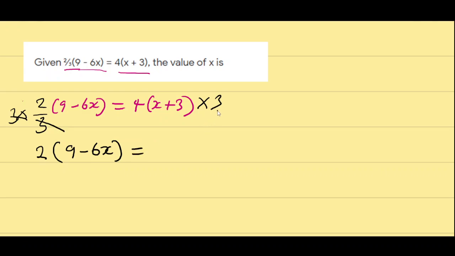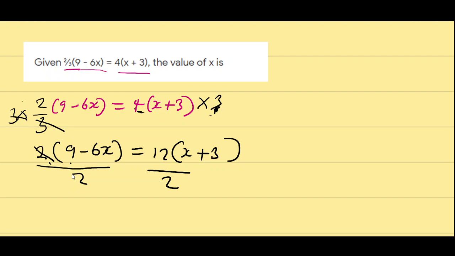Of course, we don't want to put this 3 here, you can just multiply it by 4. That would be confusing. Let's just put 3 times 4 is 12. So this is 12 times x plus 3. Of course you can simply do 2 times 9, 2 times 6, but we don't have to suffer like that. We can simply divide both sides by 2 as well.